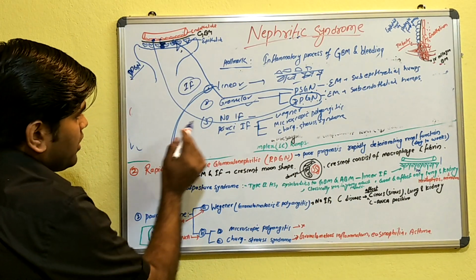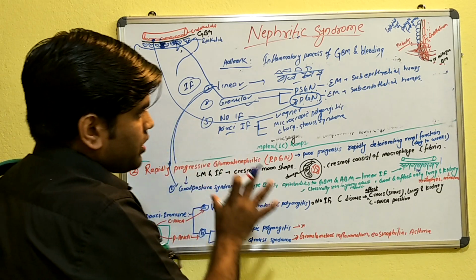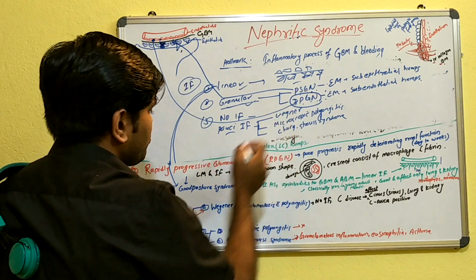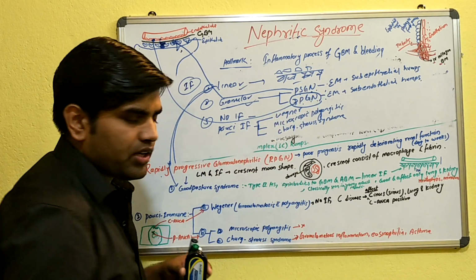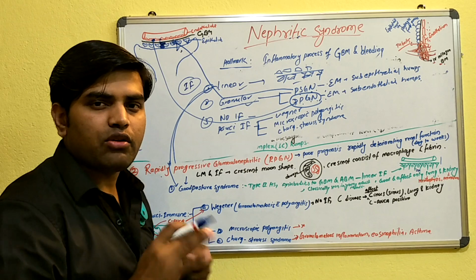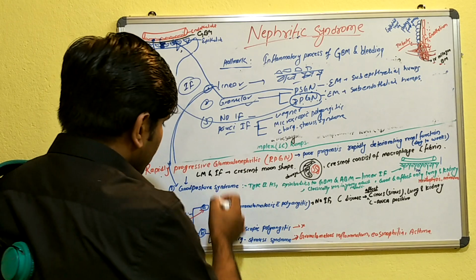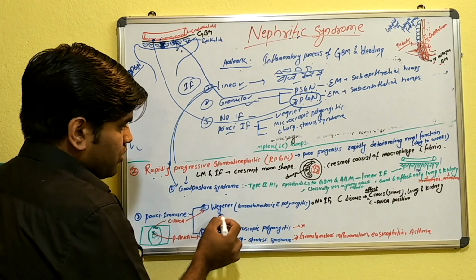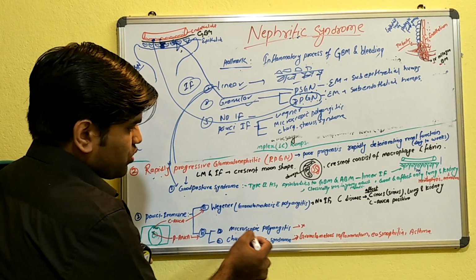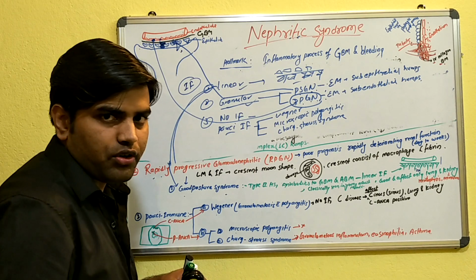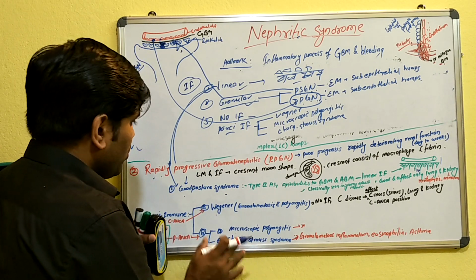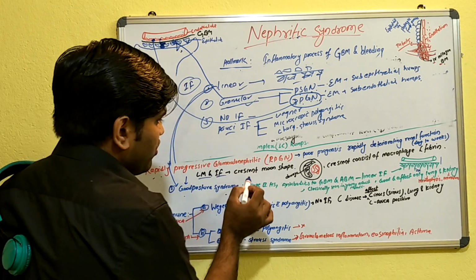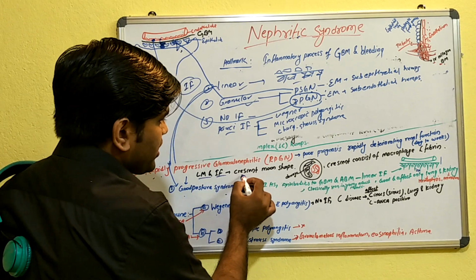Okay. So linear, I have told you that if we do not treat, 5% of cases of post-streptococcal glomerulonephritis will progress to rapidly progressive glomerulonephritis, which has poor prognosis; within days or weeks there will be failure. Others associated with this rapidly progressive glomerulonephritis are Goodpasture syndrome, Wegener's granulomatosis, microscopic polyangiitis, and Churg-Strauss syndrome. Now we need to differentiate between them. In rapidly progressive glomerulonephritis, on light microscope there will be a crescent moon shape.